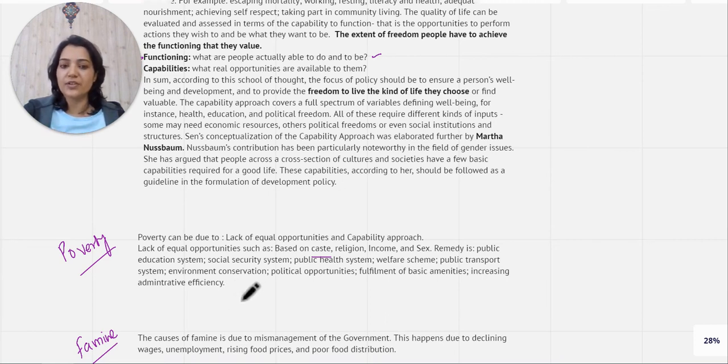What it could be: public education system, social security system, public health system, welfare scheme, public transport system, environmental conservation, political opportunities, fulfillment of basic amenities, increasing administrative efficiency. Self explanatory terms. This is what people are expecting from the government to get rid of this poverty. This is what is expected from the government side.